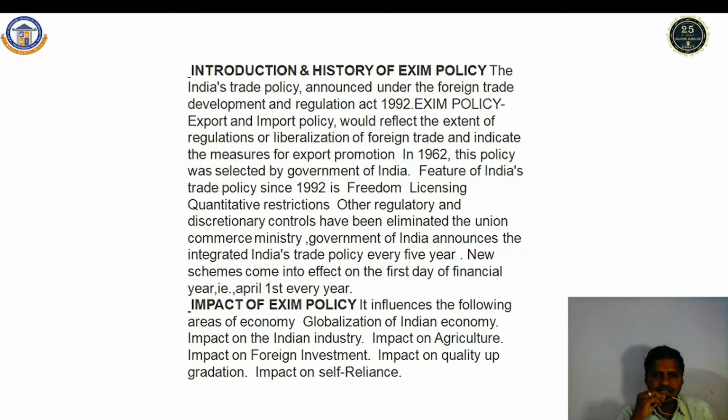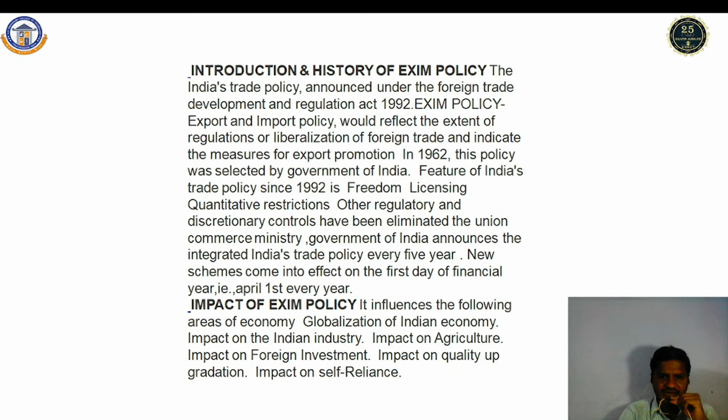The Government of India announces the integrated India's trade policies every 5 years. New schemes come into effect on the first day of the financial year, April 1st, every year. The impact of Exim policies. Next, we see about the impact of the Exim policies.